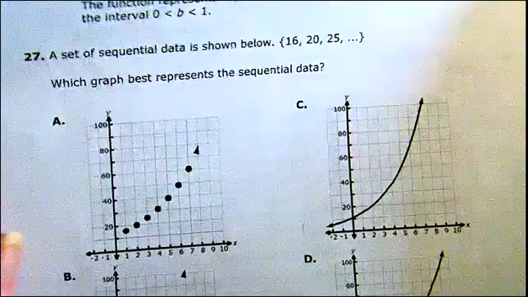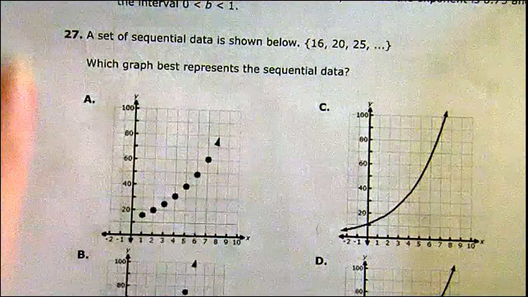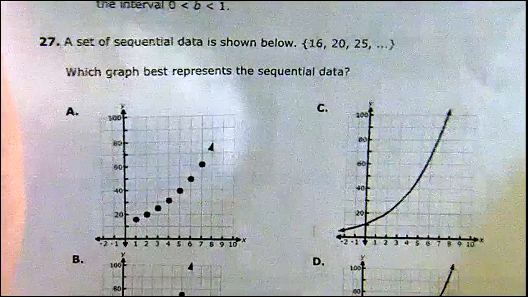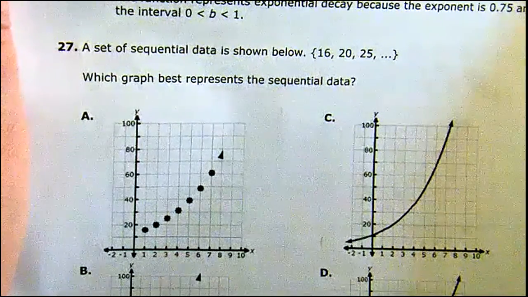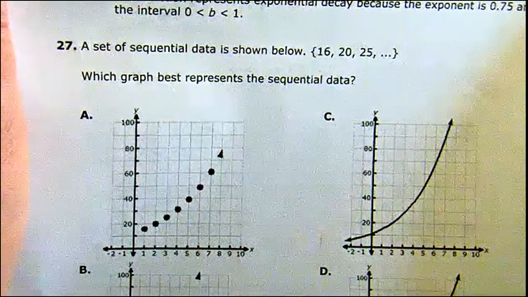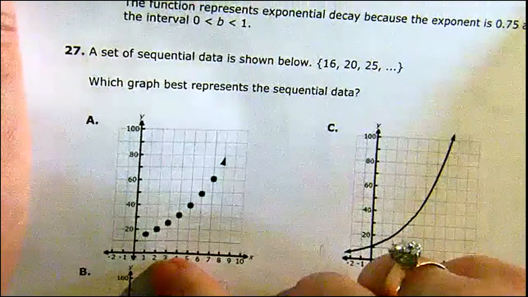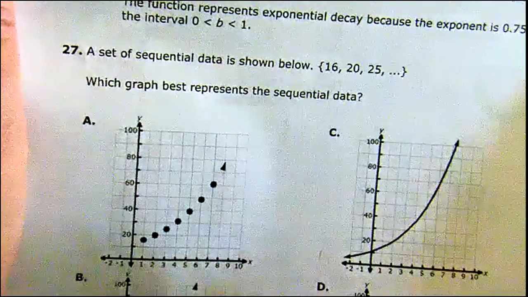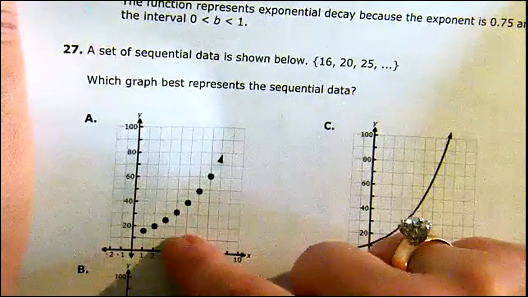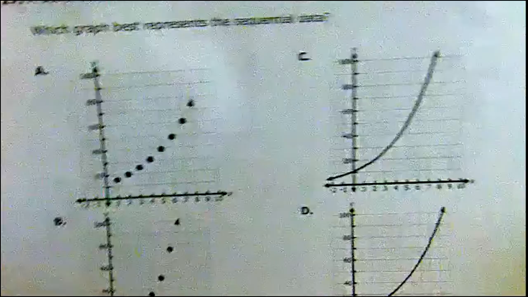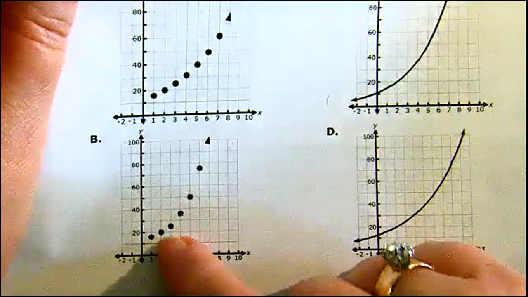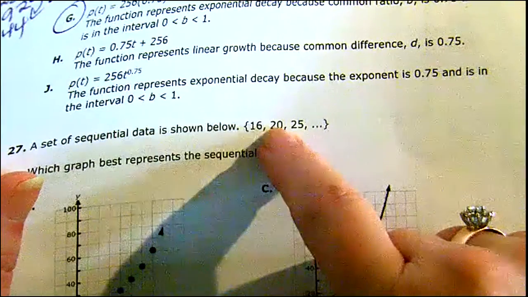Let's go, maybe I'll just do this one. It represents the data. This one starts at 16. Yeah, 16, 20, 25. This is close to 16. C is correct. Then 20, then 25, then 20, 25, and 20, and 25, 4, 5.